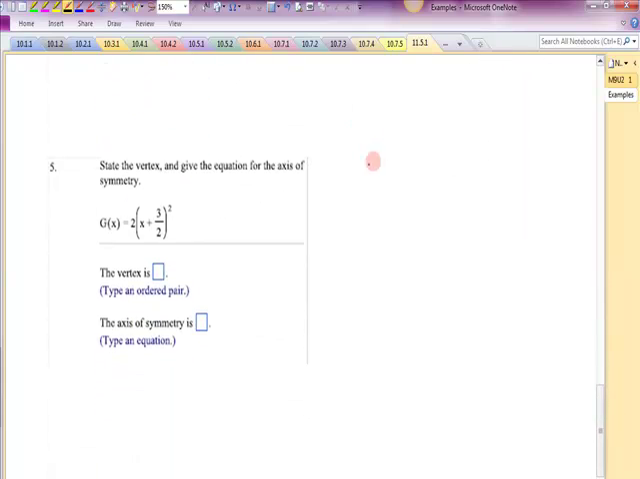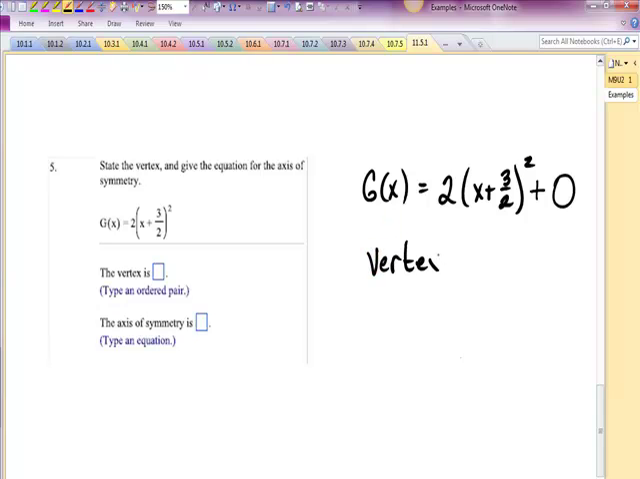All right, this last one looks a little weird. We have g of x, just a different name, 2 parentheses x plus 3 over 2 quantity squared. You notice there's nothing here, which means, although it won't be written, it's plus 0. But it is a quadratic. The vertex is the opposite of this, so it's negative 3 over 2, comma, this number, 0. The axis of symmetry is x equals negative 3 over 2.